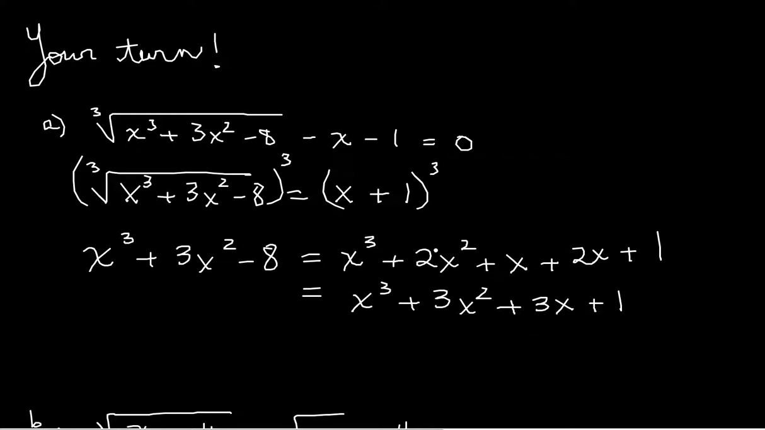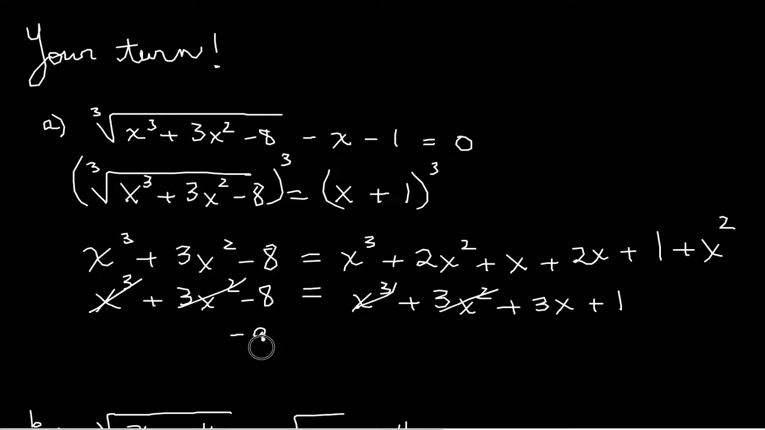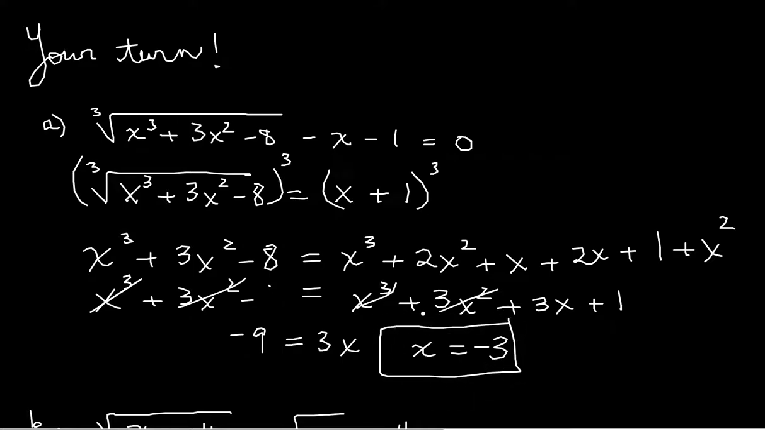When we combine our x squared terms, I lost my x squared term here. I forgot my x squared term, x squared. Okay, and that would be x cubed plus 3x squared minus 8. The x cubes cross out, the 3x squareds cross out. We're going to subtract 1 from both sides, so we get negative 9 equals 3x, and we get x equals negative 3. I checked that one, it does work, so that's our solution.